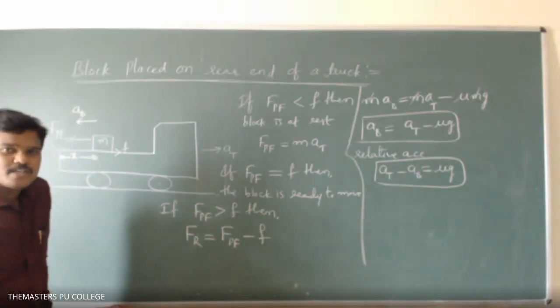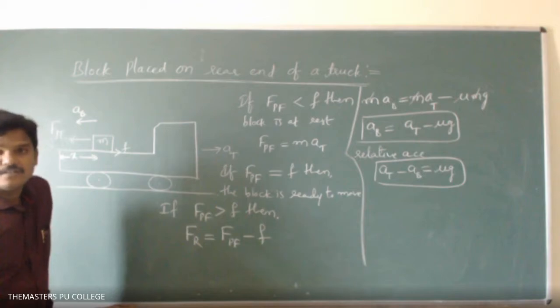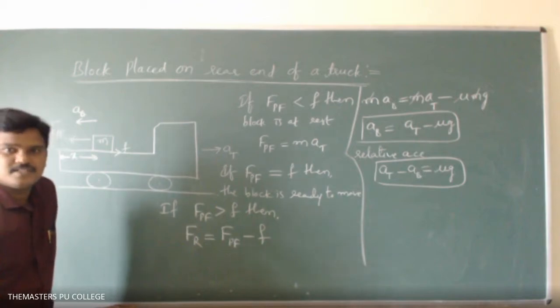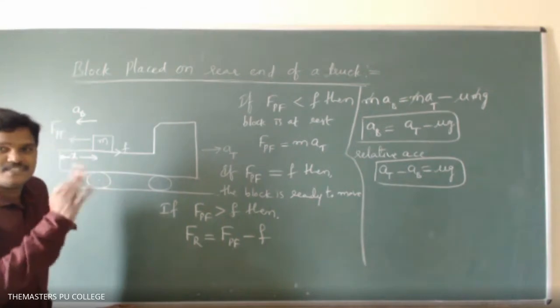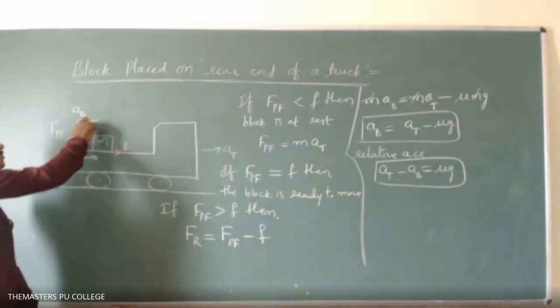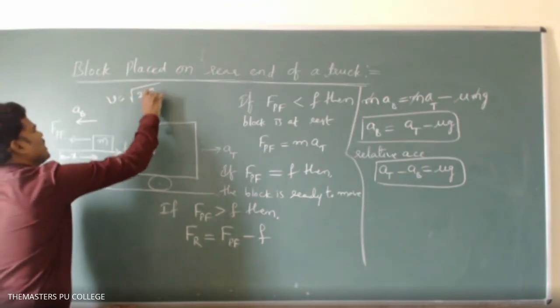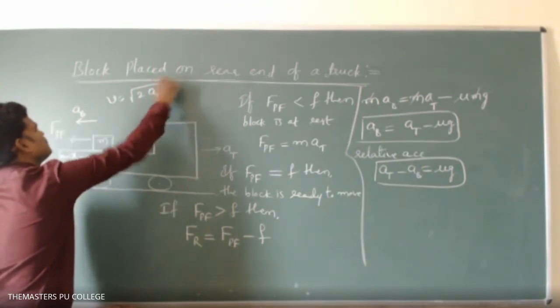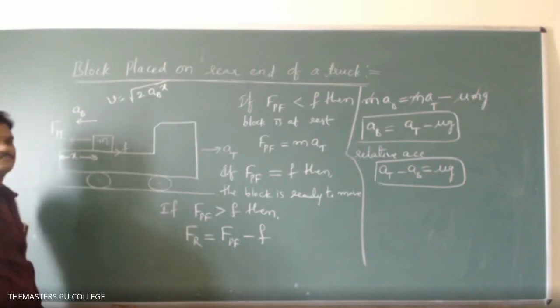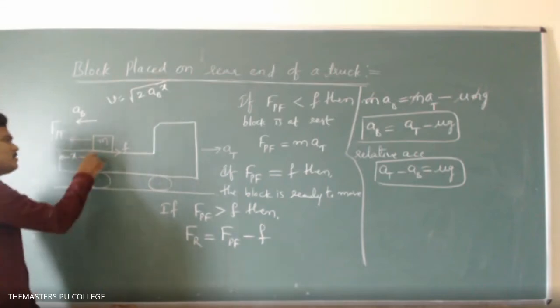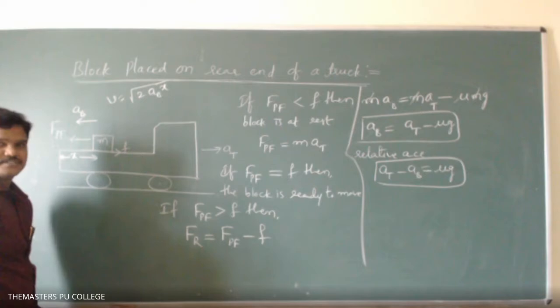As a body falls freely, the velocity of the body before reaching the ground is V equal to root 2gh. Remember, V is equal to root 2gh. 2g is nothing but the acceleration of the block. So V is root of 2 times the acceleration of the block times the distance x, because it covers a distance x.